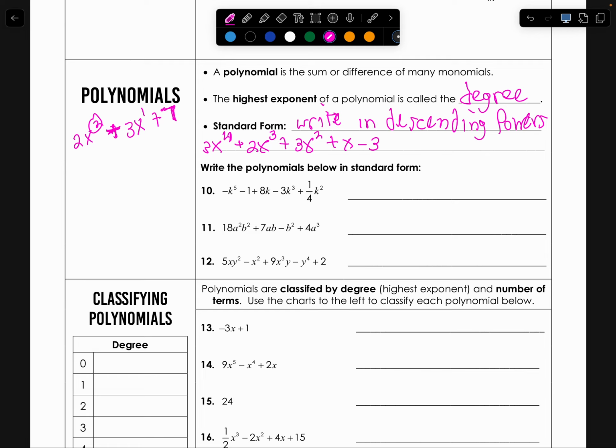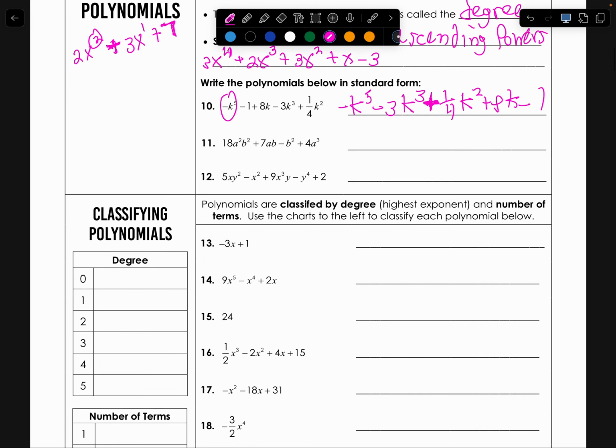Write the polynomials below in standard form, okay? The 5th power is going to go first. The 4th power goes next. There is none. So we'll put the 3rd power in there, the 3rd exponent. Then I've got the squared. That's plus 1/4 k squared plus 8k, and then minus 1.